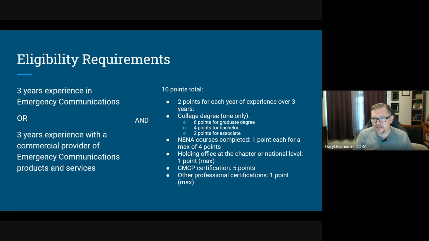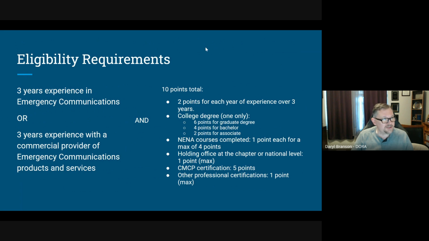Holding office at the chapter or national level counts for 1 point. And if you have a CMCP certification, that is 5 points. And any other professional certifications, and there's a list of them in the application for taking the ENP exam, each one of those certifications can count for 1 point each. Or no, excuse me, you get 1 point max if you have any other professional certifications. You can't count each one as a separate point.